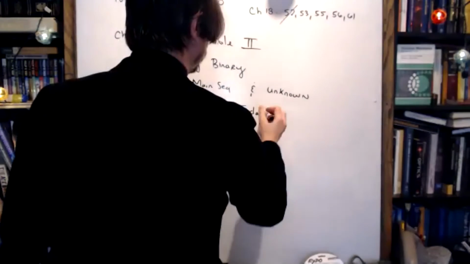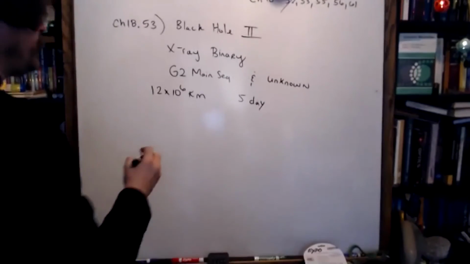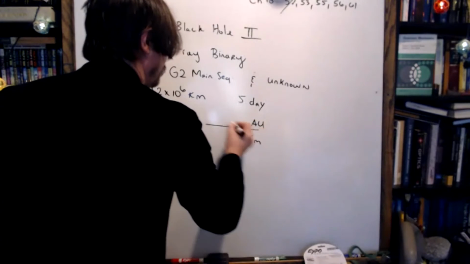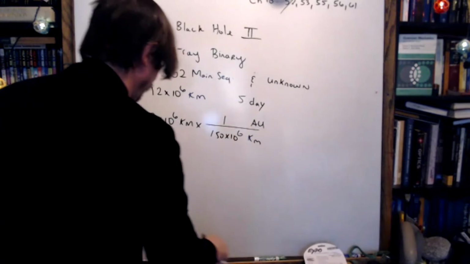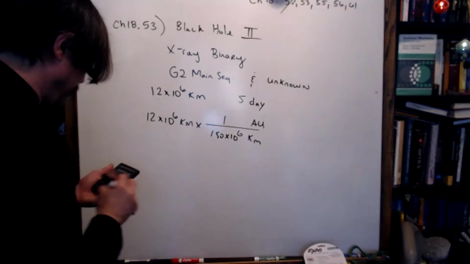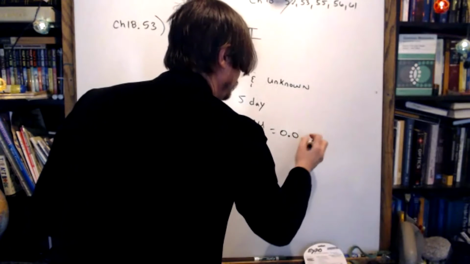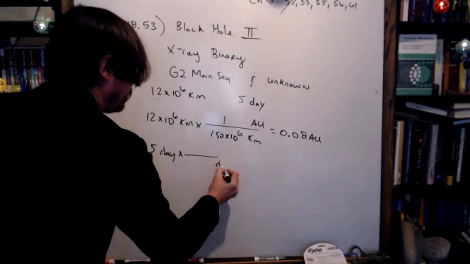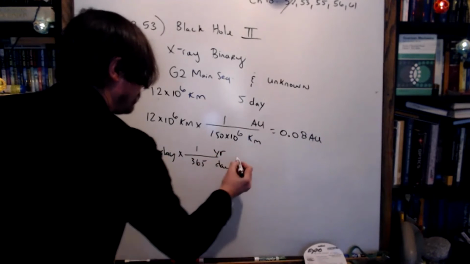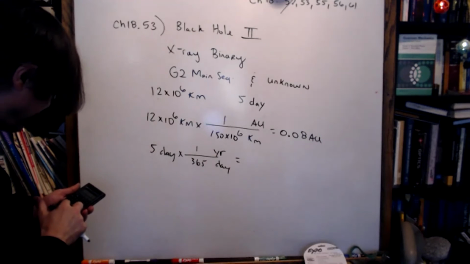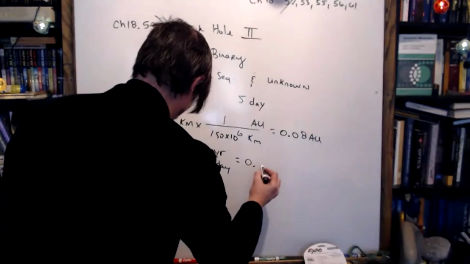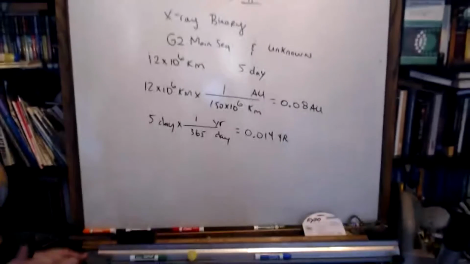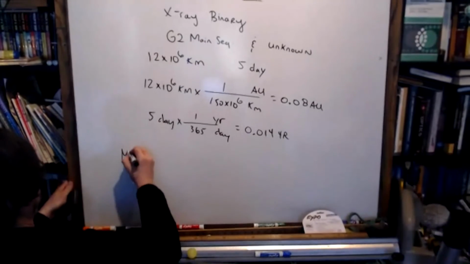Okay. First thing we're going to do is convert into the Keplerian units. We'll start with 12 million kilometers and go from kilometers to astronomical units. The conversion is 1 to 150. 12 million divided by 150 is 0.08 astronomical units. 5 days will convert into years. 1 year is 365 days. Remember, guys, I'm fast. I'm faster than you. That's why it's fun to be me. All right, so 0.014 years. Now we're going to plug this into the Kitty edition of Newton's Kepler's third law.